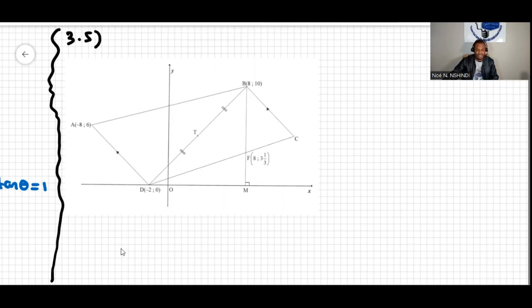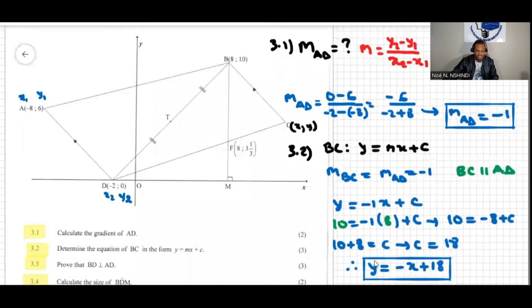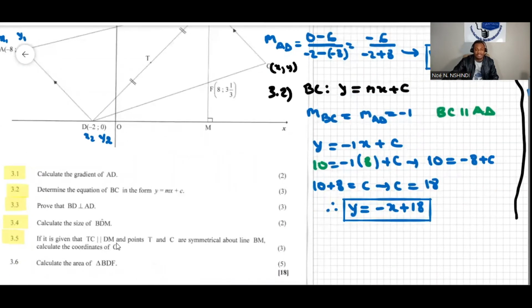Okay, let's first go back and read the question over again. It is given that TC is parallel to DM and points T and C are symmetrical about BM. Symmetrical means equidistant. The line BM passes through the midpoint of the line TC. You can split TC halfway, and then calculate the coordinate of C.